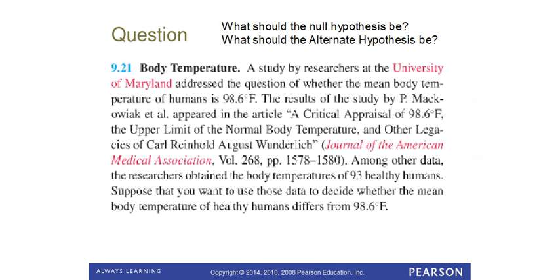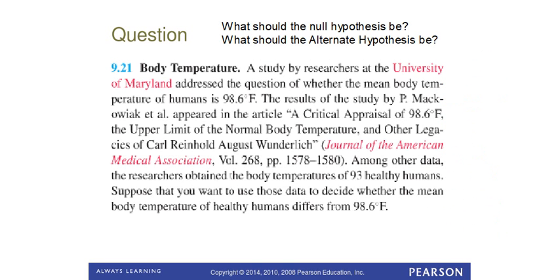All right. And let's try another example right here. Let's say, what should we be saying about our null and alternate hypothesis based on the description? So here's this question. A study by researchers at the University of Maryland addressed the question of whether or not mean body temperature for humans is in fact 98.6 degrees Fahrenheit. Now, the results of the study by P. Mackowiak et al. appeared in an article called A Critical Appraisal of 98.6 degrees Fahrenheit, the Upper Limit of Normal Body Temperature, and Other Legacies of Carl Reinhold August Wunderlich.